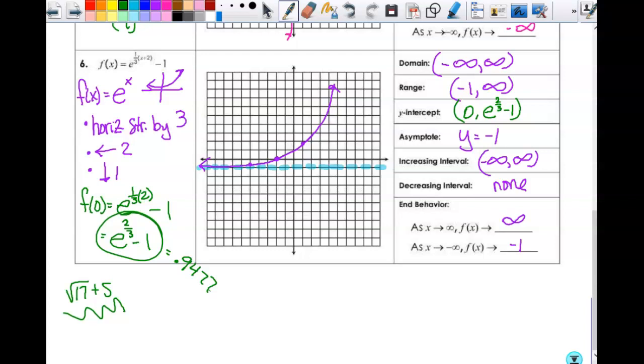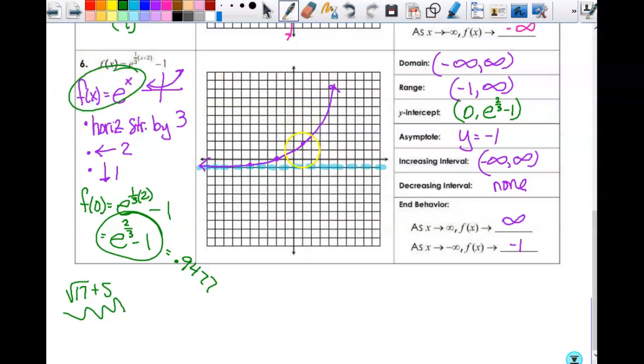You still use -1, 0, and 1. I did the exact same thing. You go with the parent function. For the parent function, when x is 0, y is 1. So I was here at 1. At a horizontal stretch by 3, I moved to the left 2 and down 1. So then when x is 1, y is about 2.7. That's coming from my parent function right here.